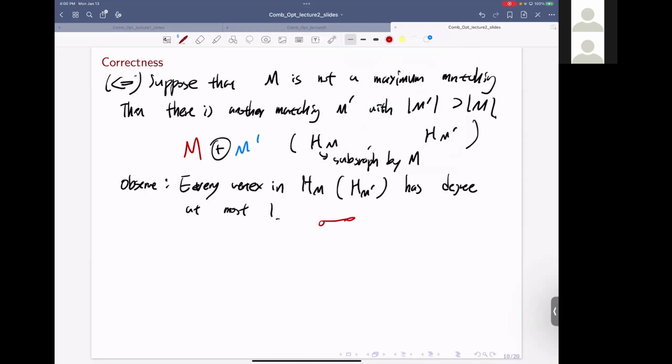Again, that is because you are having a collection of matching edges, and one vertex can be incident to at most one matching edge. So if you take the subgraph spanned by only the matching edges, the degree is always at most 1. You could also have some vertices that are not matched, which have degree 0. For the vertices that are matched, they have degree 1. But in any case, the degree is always at most 1.